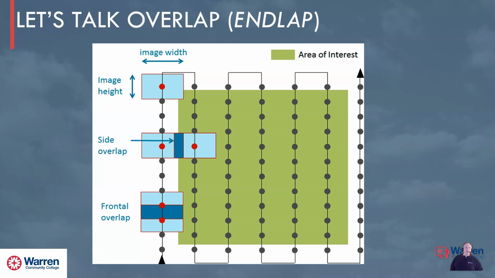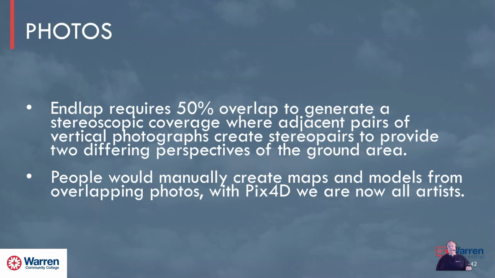If you want NLAP, it requires a 50% overlap to generate what's known as stereoscopic coverage, so diminishing that parallax, if you will, where adjacent pairs of vertical photographs create stereo pairs to provide two differing perspectives of the ground area. People would manually create maps and models from overlapping photos, but the good news is that was the old days. Now with PIX4D, we can all be an artist. We can all create a model, right?